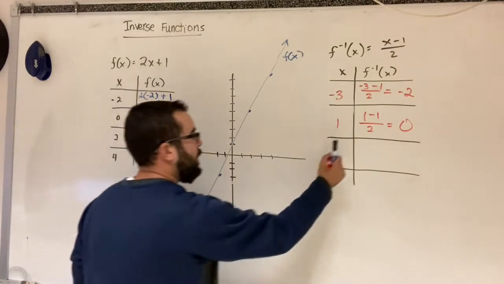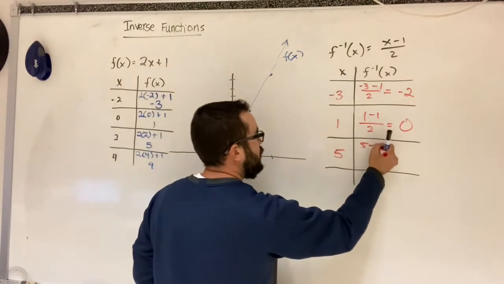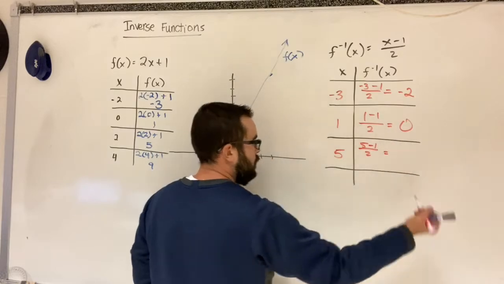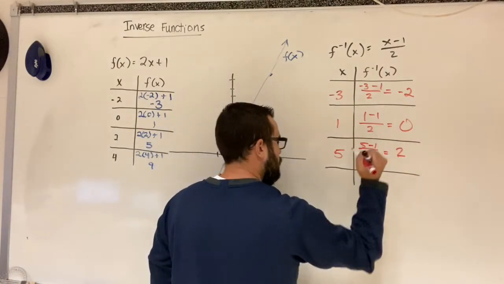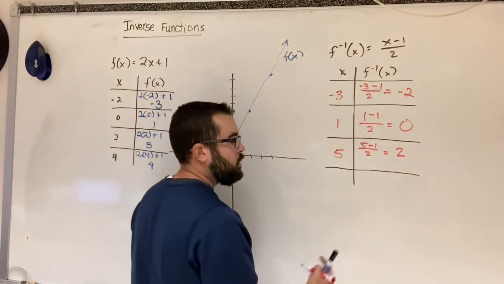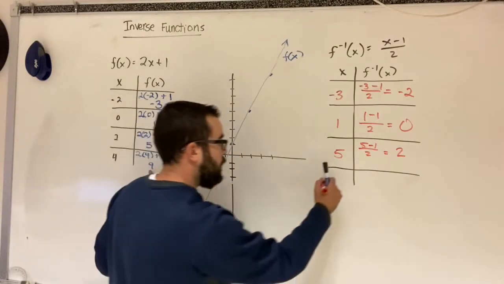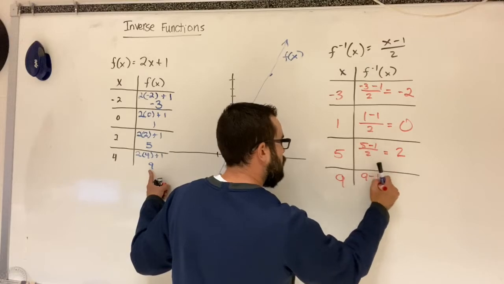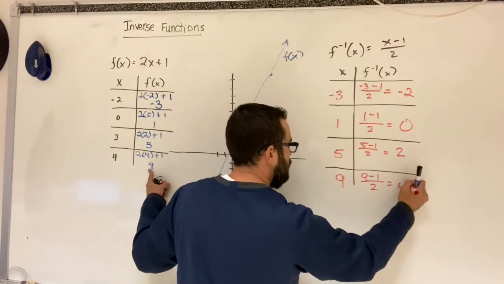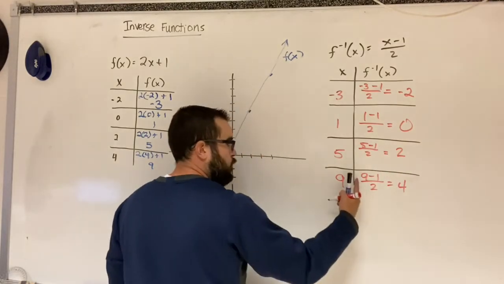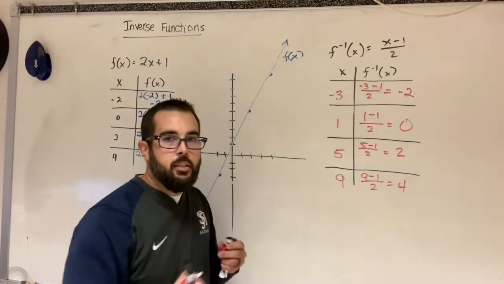Let's try it again. 5. I have 5 minus 1 over 2 is 2, because 5 minus 1 is 4. 4 divided by 2 is 2. Finally, 9. 9 minus 1 divided by 2 is 4. 9 minus 1 is 8. Divided by 2 is 4.